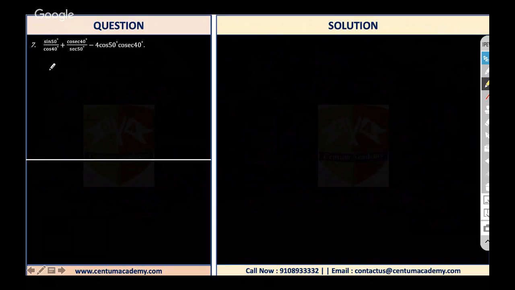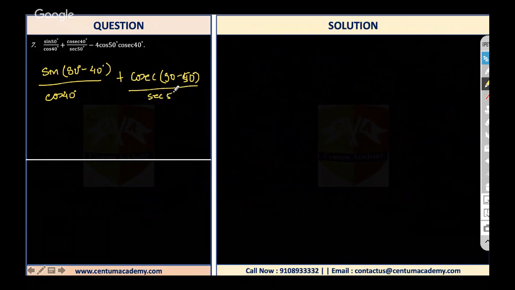You can write this as sine of 90 degrees minus 40 degrees divided by cos of 40 degrees. As I told you, these are unconventional angles, so it has to do something with complementary angles. So you know what to do. Cosec 40 can be written as cosec of 90 minus 50, divided by secant 50 degrees.